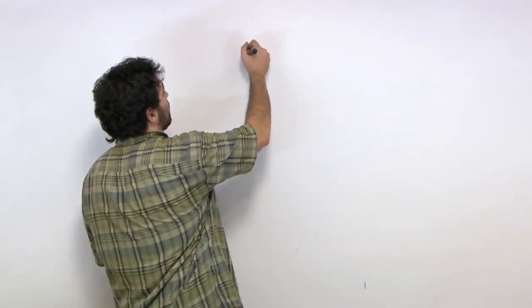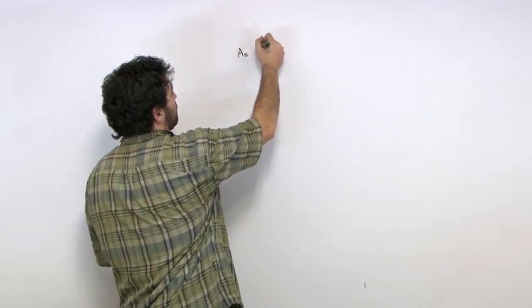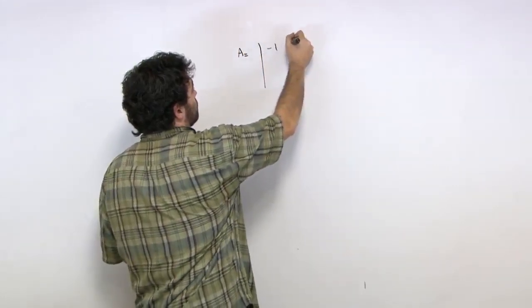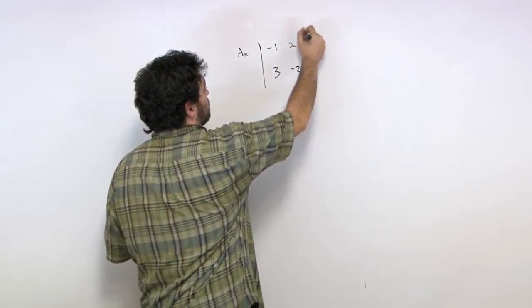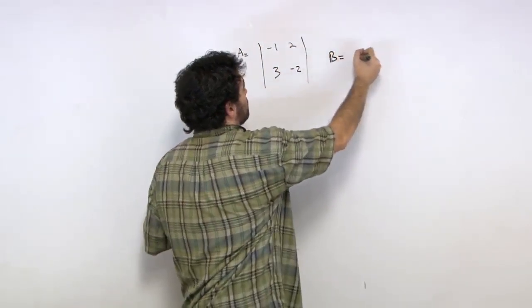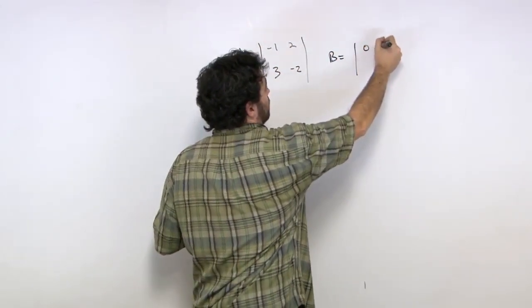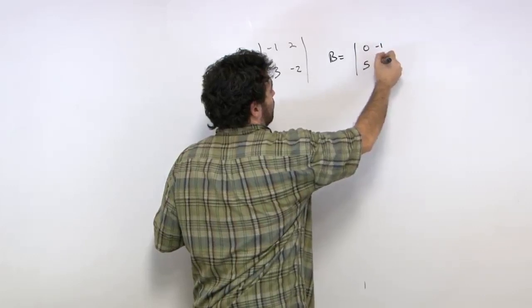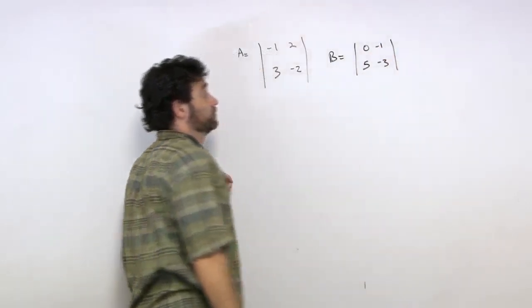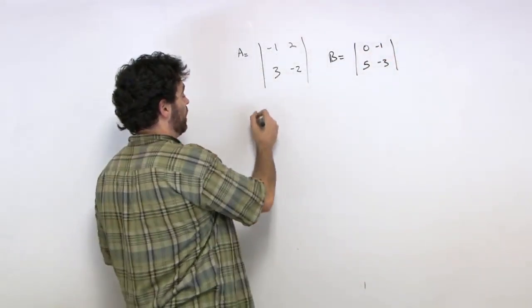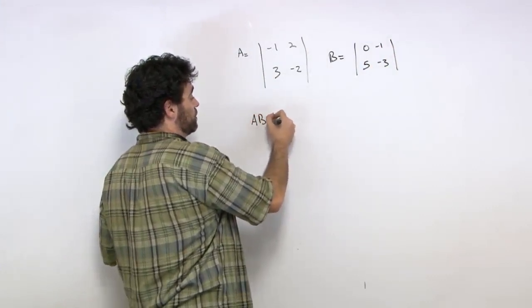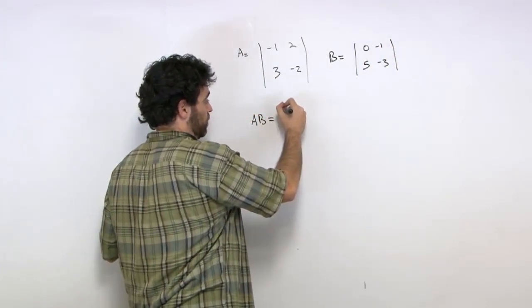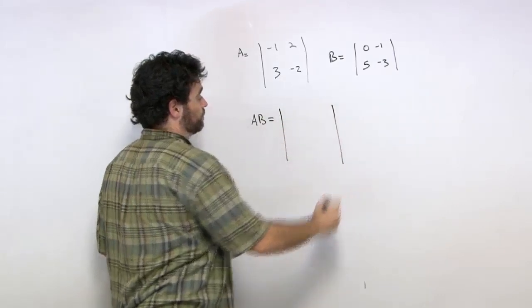We'll start out with our basic one. We'll say A is -1, 2, 3, and -2. B we'll say is 0, -1, 5, and -3. Okay? So I want to know what AB is. We're going to multiply AB and see what that is.